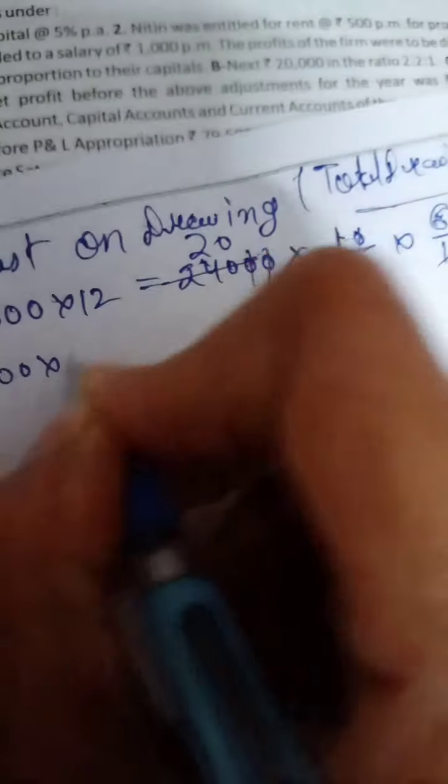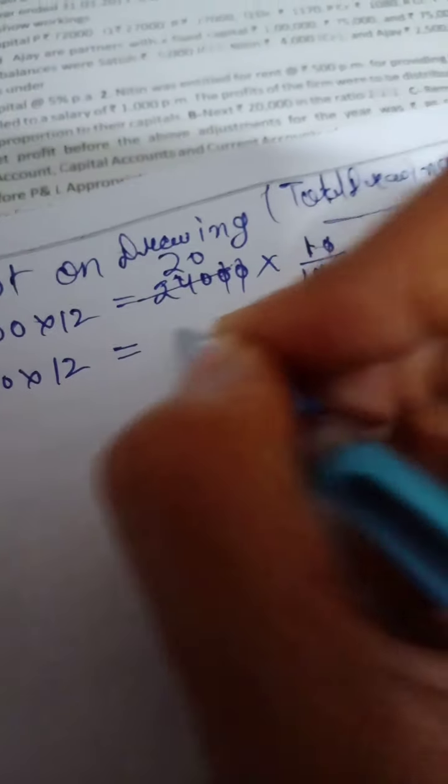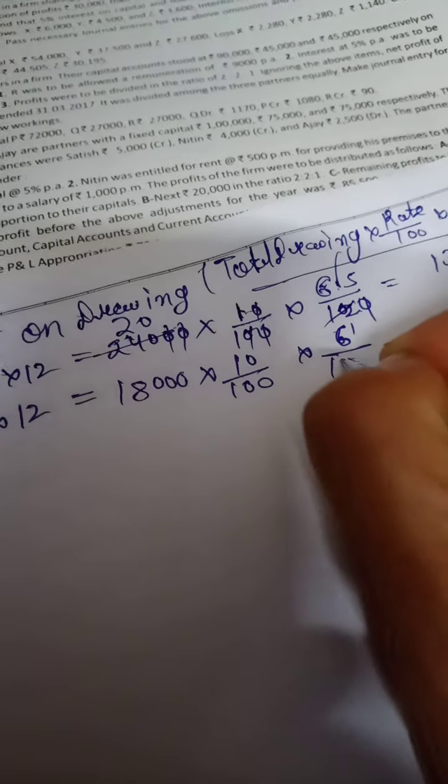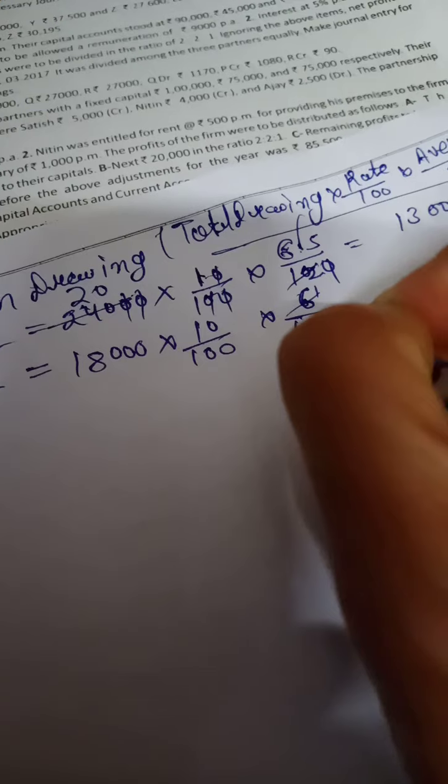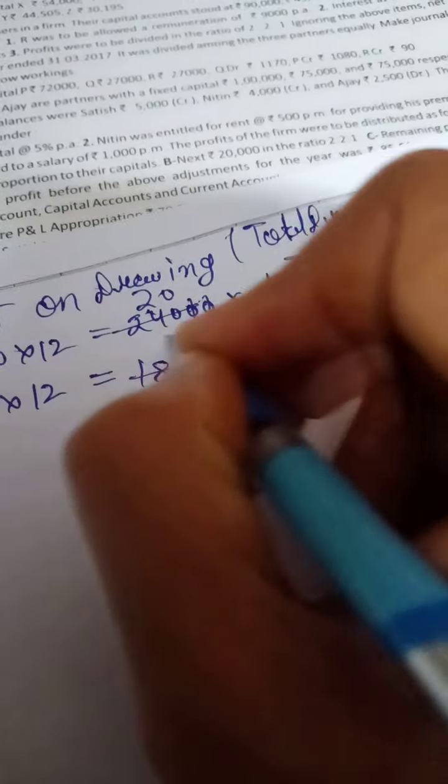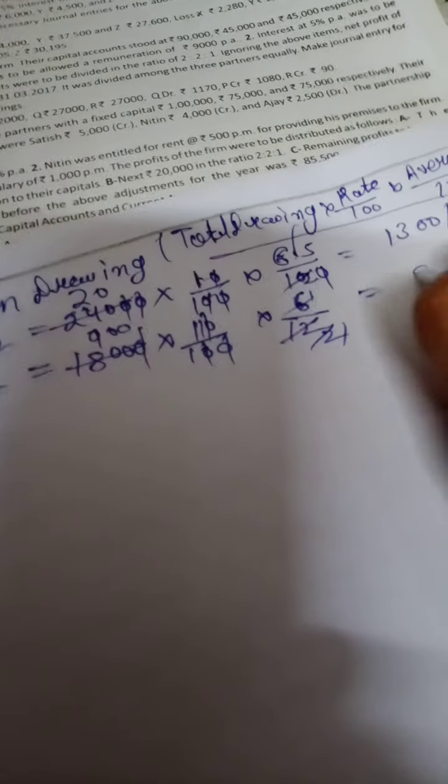Next is B. B withdraws 1500 in the middle of every month. So 1500 multiplied by 12, total drawing, equals 18,000, into rate of interest 10%, into 6. We take the average period when drawing is in the middle of the month as 6 upon 12. Calculating, we get 900 interest on drawing.